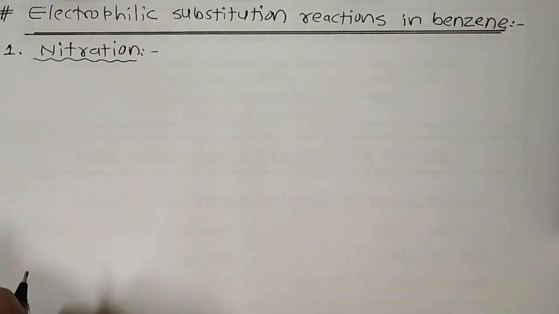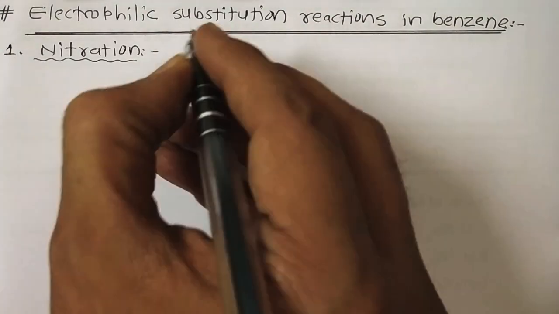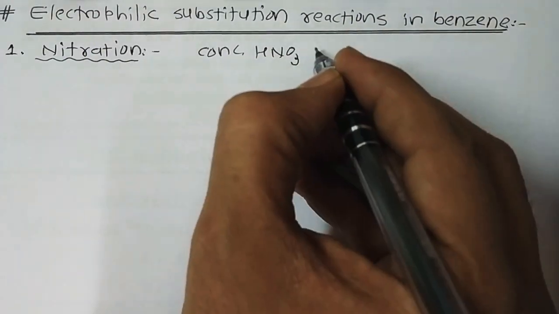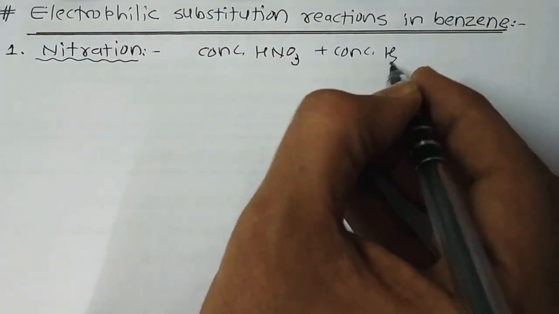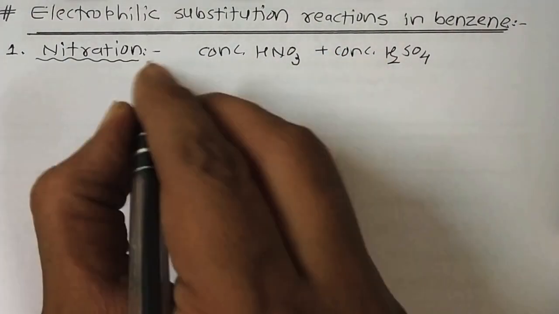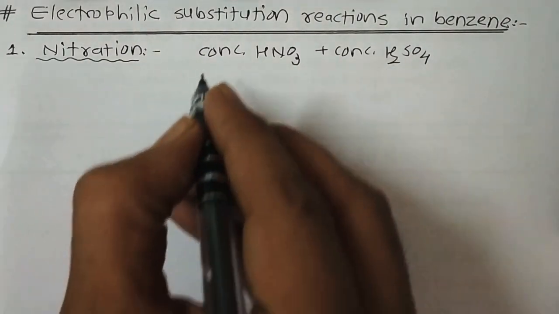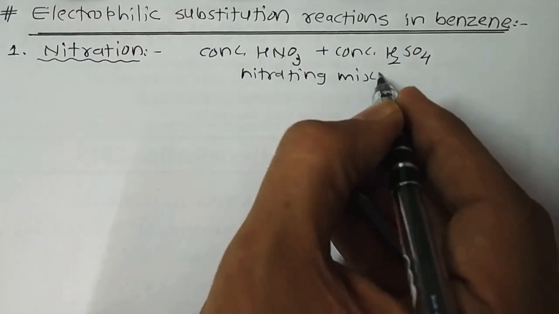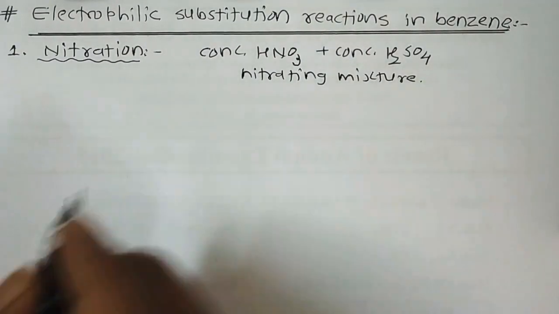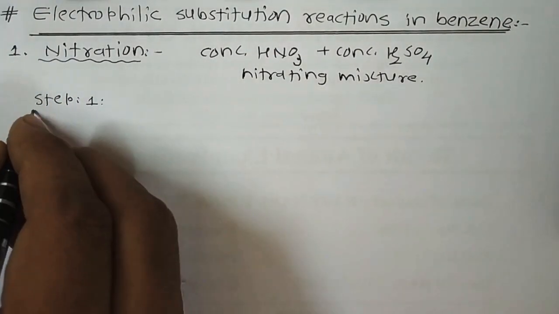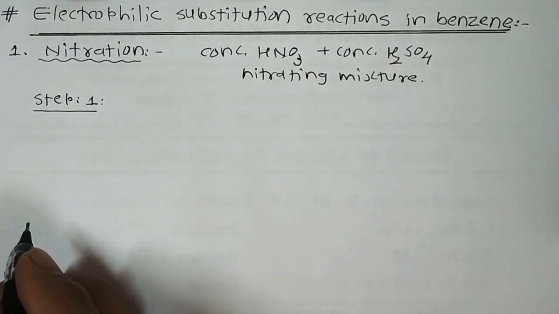This nitration is carried out by treating benzene with a mixture of concentrated HNO3 plus concentrated H2SO4. This mixture is commonly known as a nitrating mixture. So the various steps: what is the first step that we understood in the last session? Step 1 is the generation of an electrophile.